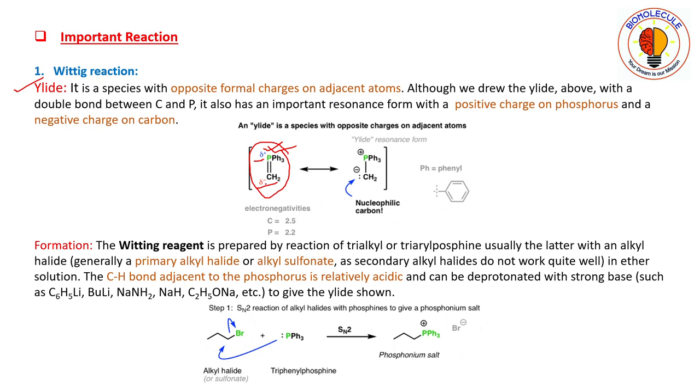So why does carbon bear a negative charge? As we have seen in the carbonyl compound, the carbon atom bears a positive charge and the oxygen atom bears a negative charge. But in the case of ylides, the carbon atom bears a negative charge, quite contrary to that of carbonyl compounds. Why is it so? The same principle also governs the charge separation, that is electronegativity.